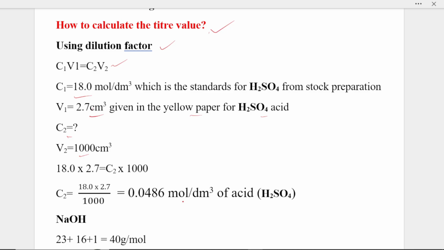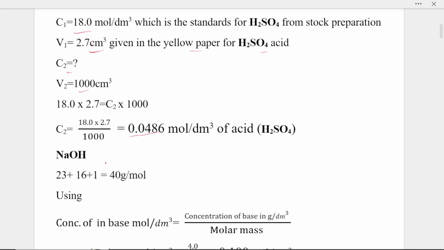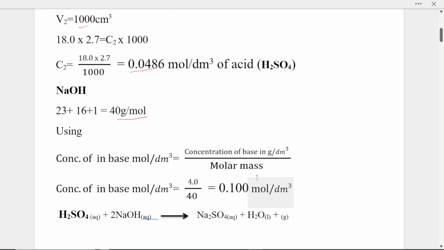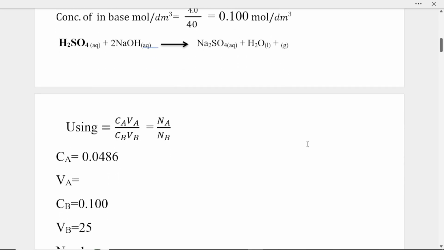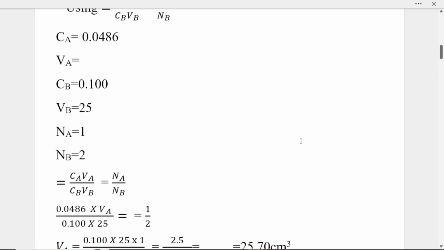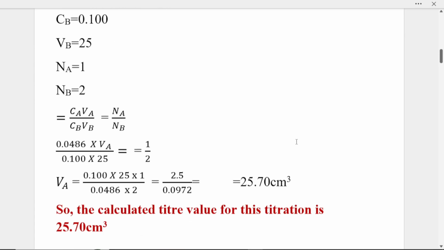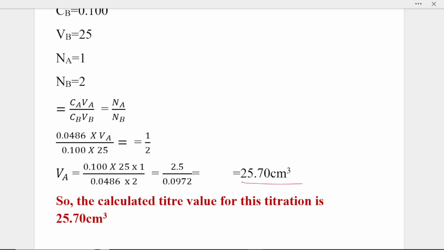So when you do that calculation, you're going to have our expected or suspected concentration of acid, which is 0.0486 mole per dm3 of H2SO4. The molar mass for sodium hydroxide is 40 gram per mole. So when you use all of that to calculate with the equation, we're going to have our calculated titer value to be 25.75 cm3.